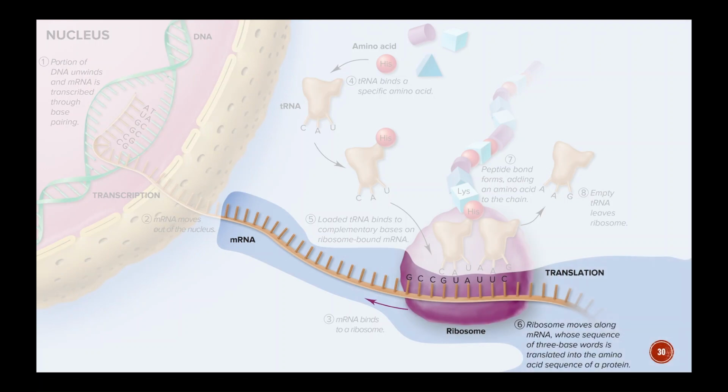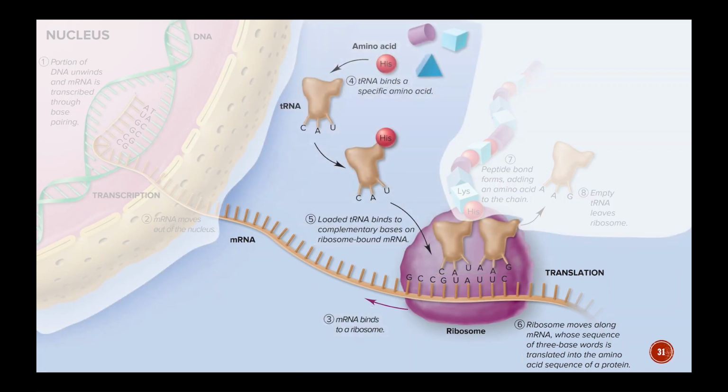Translation uses messenger RNA to synthesize proteins. That is, the genetic message is translated from the language of nucleotides to that of amino acids. Translation begins when messenger RNA binds to a ribosome, an RNA-rich particle in the cell. This process again relies on base pairing via hydrogen bonding. Next, transfer RNA molecules bring amino acids to the messenger RNA bound to the ribosome.